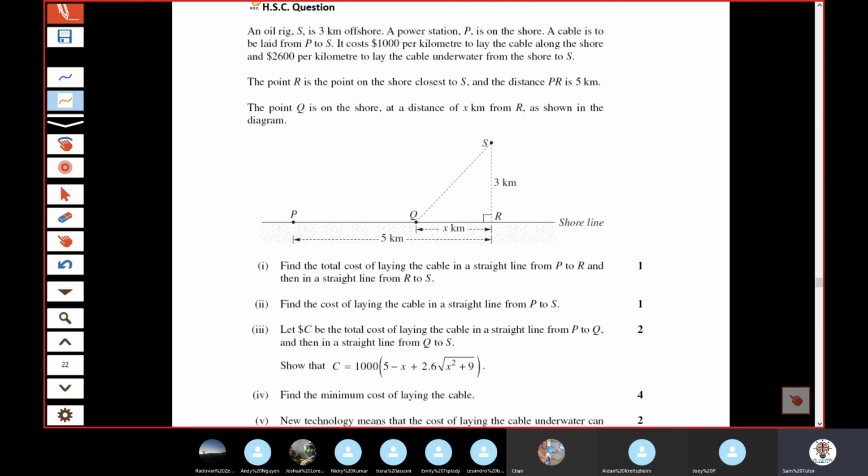Is on the shore. Yep, makes sense. Look at the shoreline. A cable is to be laid from P to S. So from P all the way to S. Right, I think I get it.